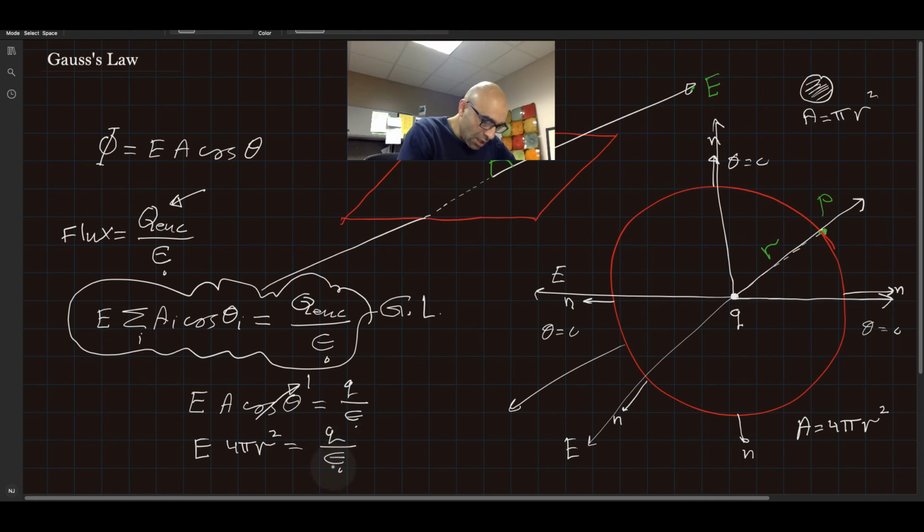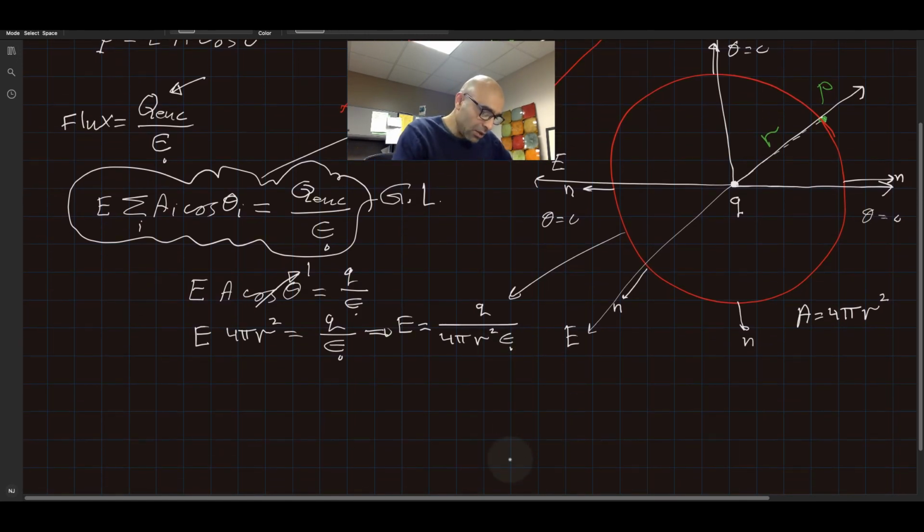So E times the area of the sphere, which is 4 pi r squared, is equal to Q over epsilon 0. And if you rearrange that, because we are trying to find E, divide by 4 pi r squared, you can find E is equal to Q over 4 pi r squared epsilon 0. Okay? And look, here's the magic here. I'm going to rearrange this equation: E equals 1 over 4 pi epsilon 0 times Q over r squared.